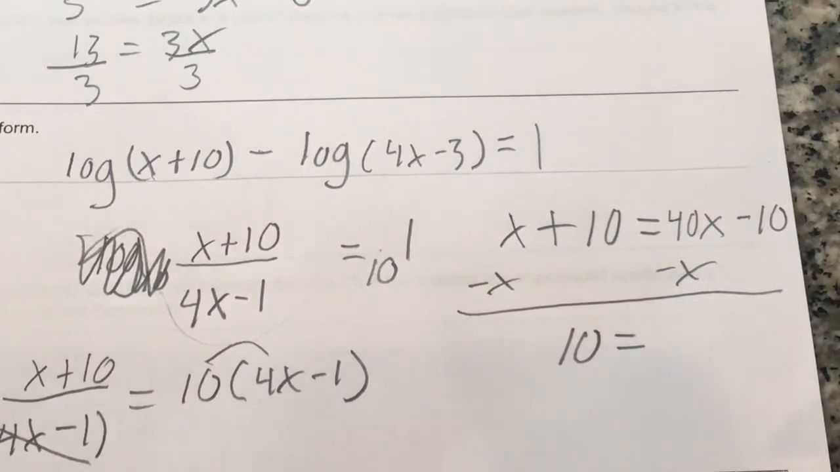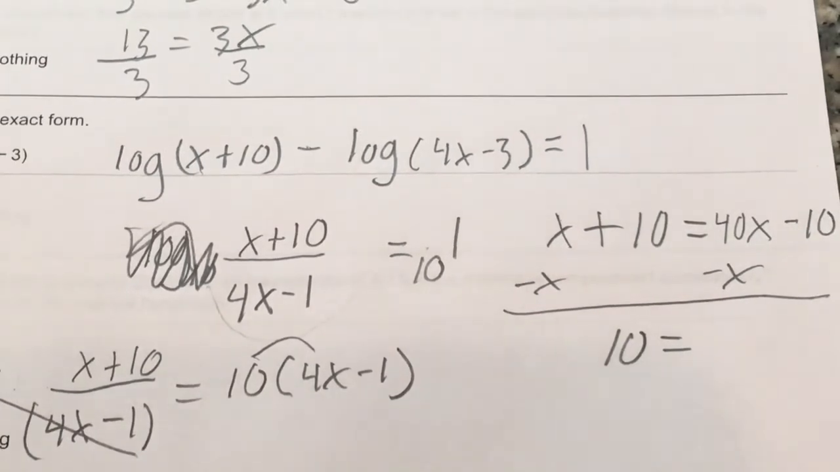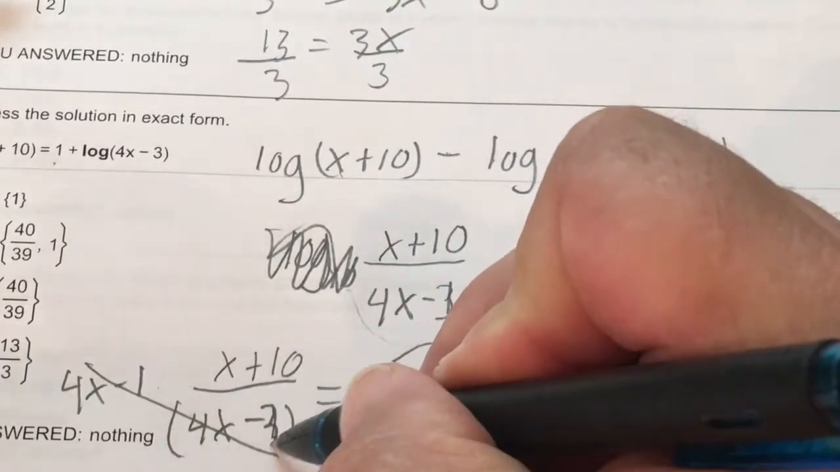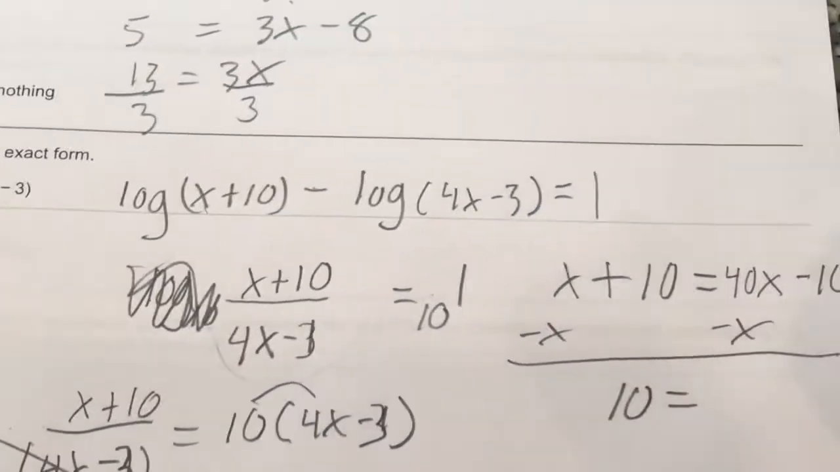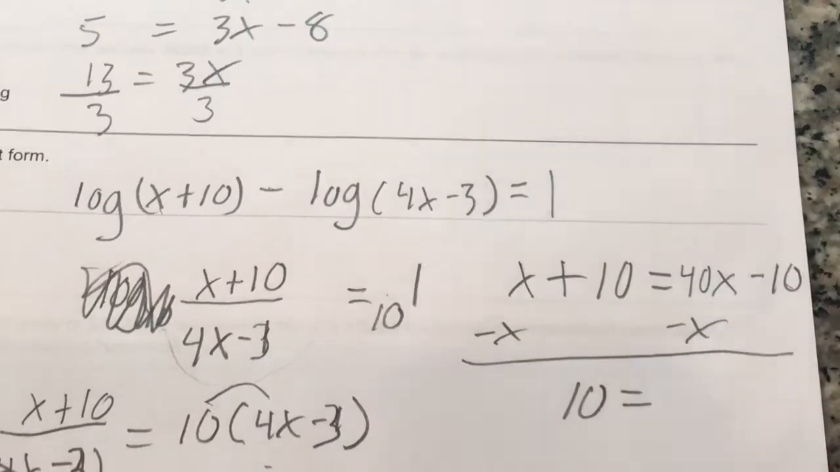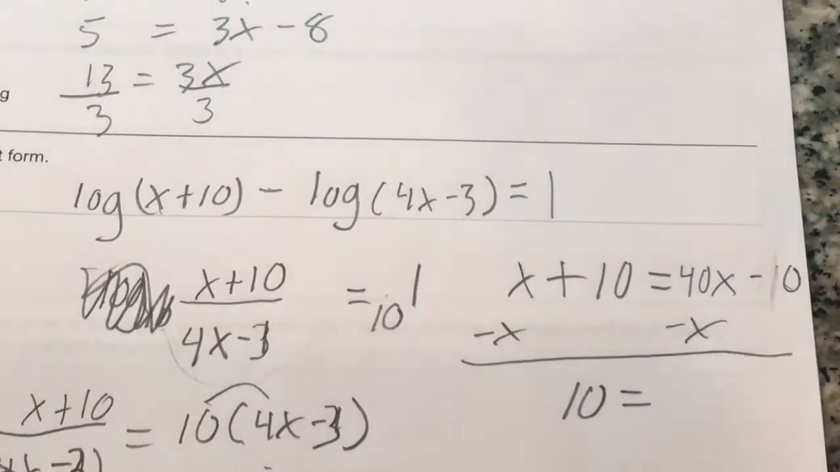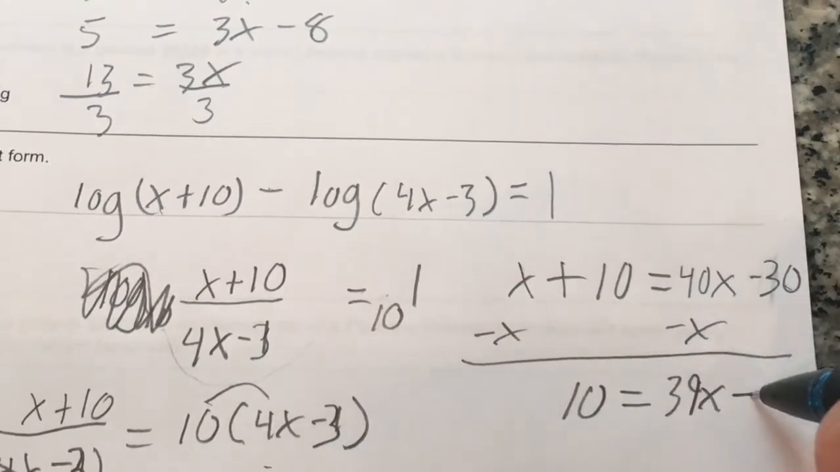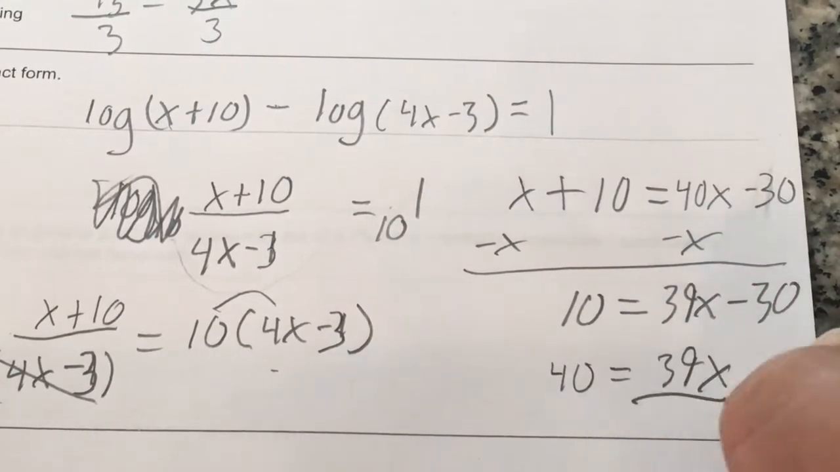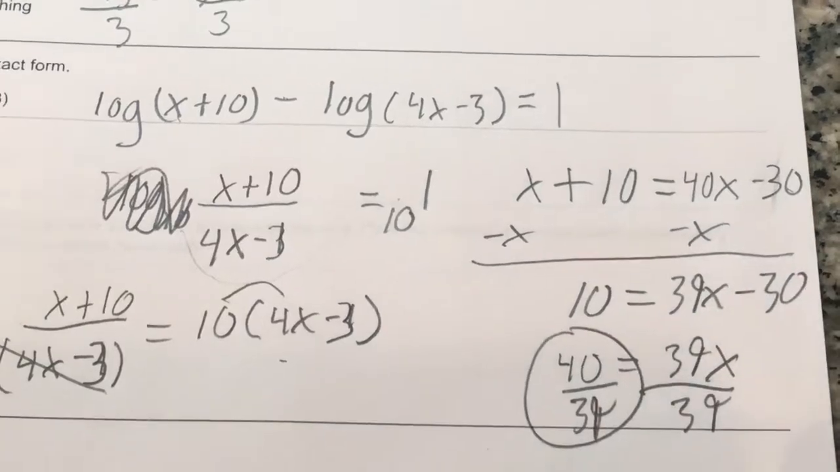10 equals... I have an error here. I wrote down 4x minus 1. It should be 4x minus 3. So that should be a 30 there. 40x minus 30. 10 equals 39x minus 30. Add 30 to both sides. That's going to give me 40 equals 39x. Divide both sides by 39. My answer is 40 over 39.